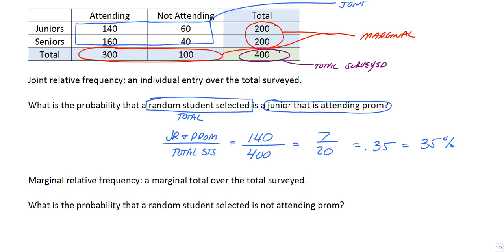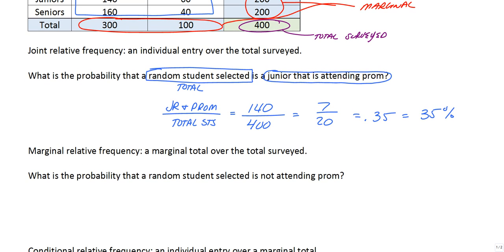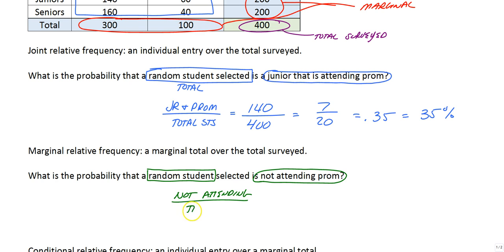Okay? The next type of frequency that we can get from a two-way table would be a marginal relative frequency. So that means just a marginal total over the total surveyed. So what is the probability that a random student, it's not broken down to any group, so we have just a random student again, selected is not attending prom. So this is all of the students. So this would be not attending over total.